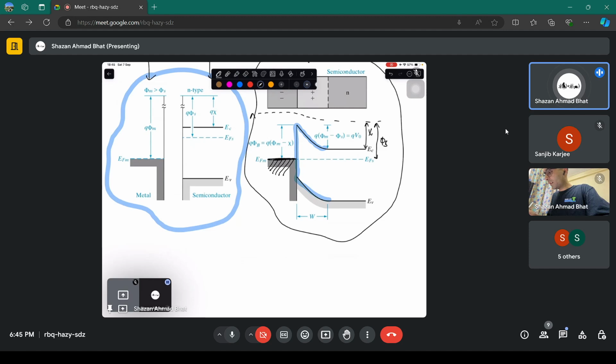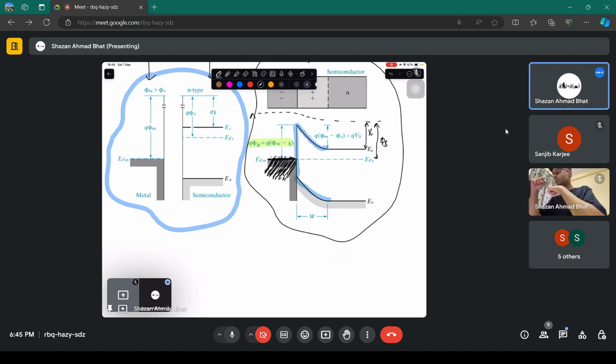With respect to the Fermi level, this is the Fermi level for the metal, and below it, all of the states are completely filled. There are so many electrons present here at the Fermi level. Now you want to find this particular thing, which is called the Schottky barrier height. How much is the height of this potential barrier?